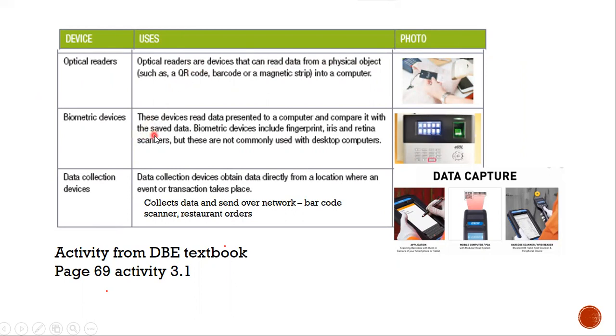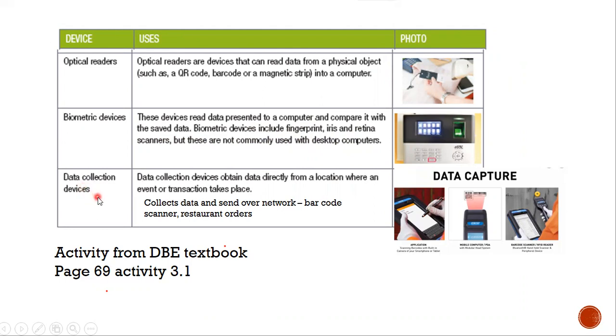Your biometric devices read data presented to a computer and compare it with saved data. Biometric devices include your fingerprint, iris, and retina scanners, and these are not commonly used with desktop computers. If we look at this example here, there's an area to scan your thumbprint, or you can enter a password. Some of your smartphones have a fingerprint or thumbprint scanner that will allow you access to a device if it matches the fingerprint in the database.